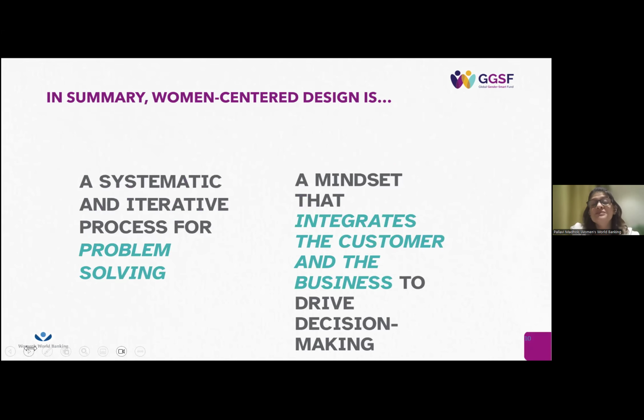In summary, women-centered design is a systematic process. It's an iterative process too. We keep improving it. And it's a beautiful process for problem solving. But it's also a mindset that integrates both the customer and the business to drive decision making.